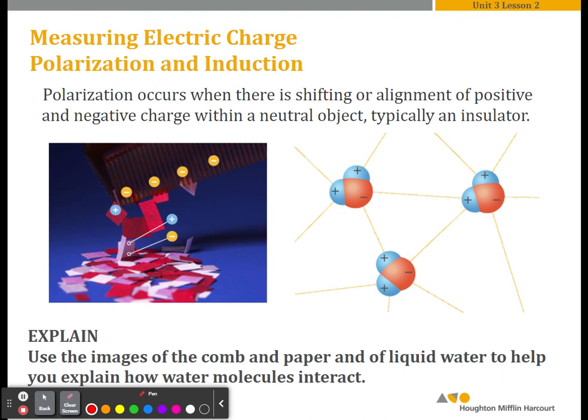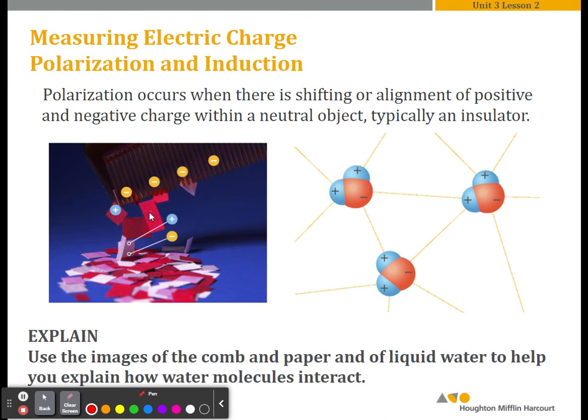Polarization occurs when there is shifting or alignment of positive and negative charges within a neutral object, typically an insulator. So the plastic comb is an insulator. What happens? Well, the positive and negative charges shift within the comb and the pieces of paper, and so they attract each other. It's a little easier to see with water.